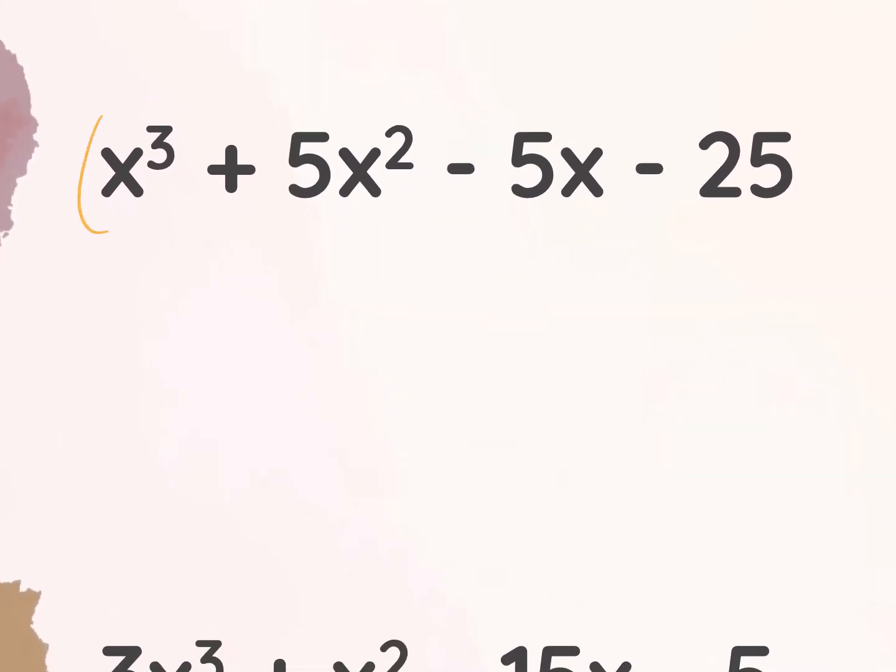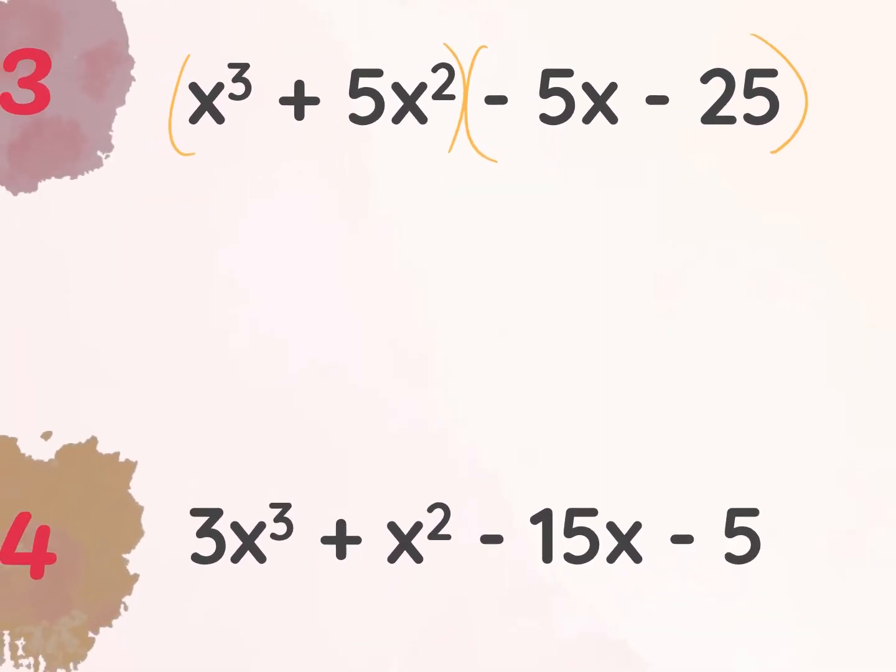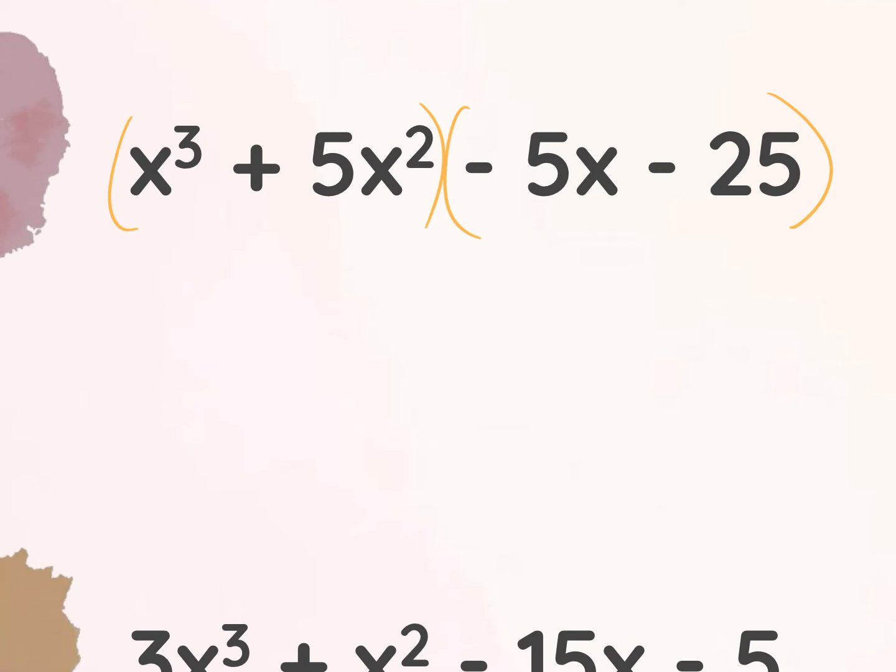All right, let's look at the next one. So we have 4 terms, so I'm going to factor by grouping. Group the first two, group the second two. What is my greatest common factor in the first group? X squared. So I'm going to take out an x squared. Put that on the outside. What am I left with when I divide out an x squared? X plus 5. Perfect.